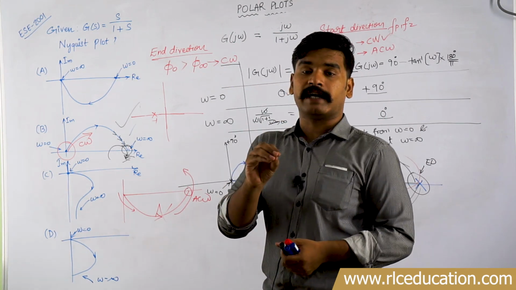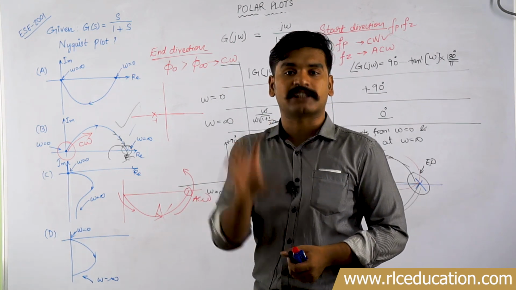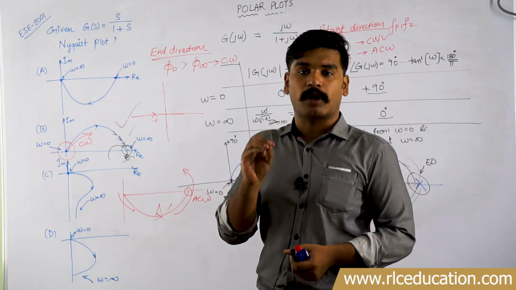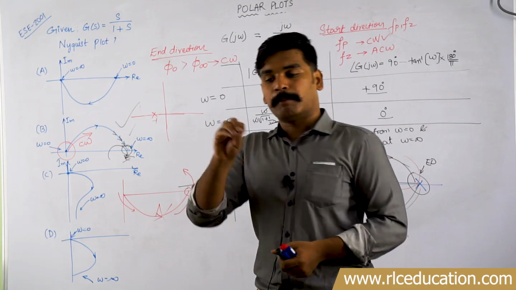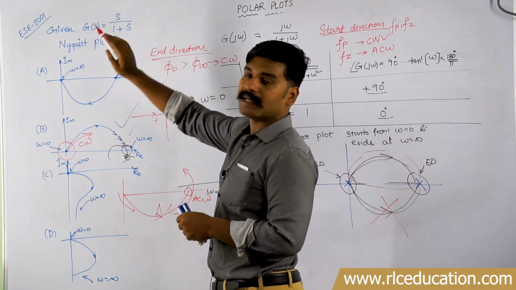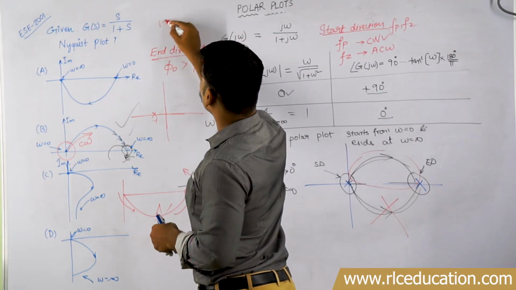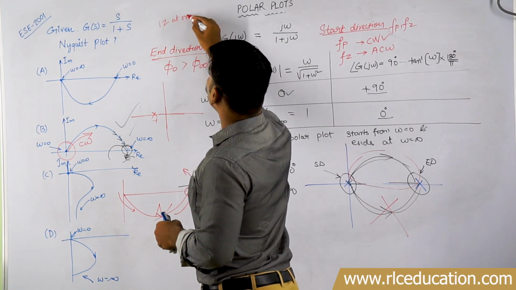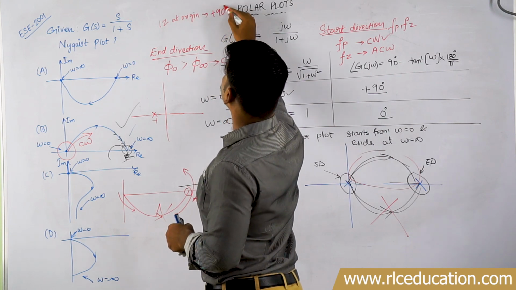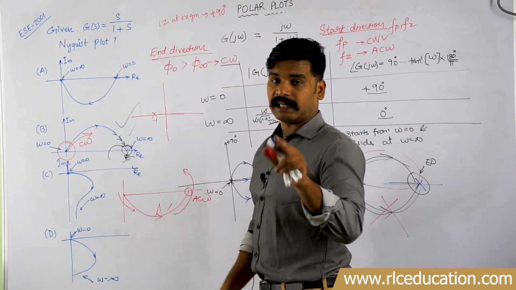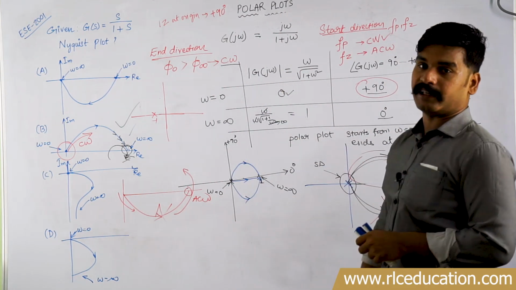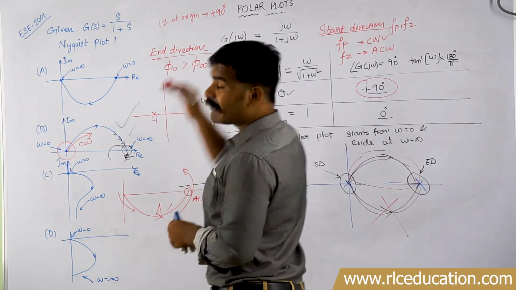First you have to understand at which angle the plot starts. The starting of the plot is indicated by the poles or zeros at the origin. How many poles are there at the origin? 0 poles. How many zeros are there? 1 zero at the origin. So if you have 1 zero at the origin, then your graph will start at plus 90 degrees. See, after making the table also I am getting plus 90 degrees.